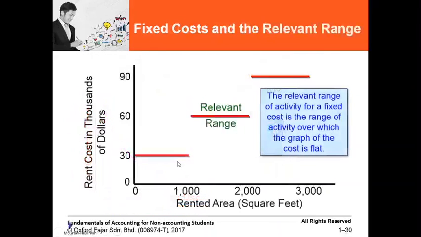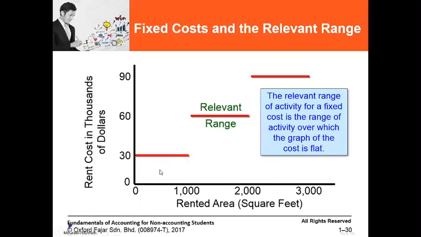So the fixed cost is not going to remain the same for the entire range of production. The fixed cost will only be constant within the relevant range. This is what we call the relevant range. The relevant range of activity for a fixed cost is the range of activity over which the graph of the cost is flat, a direct straight line like this.